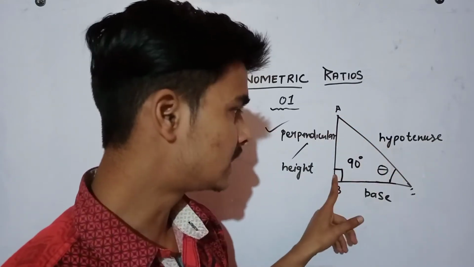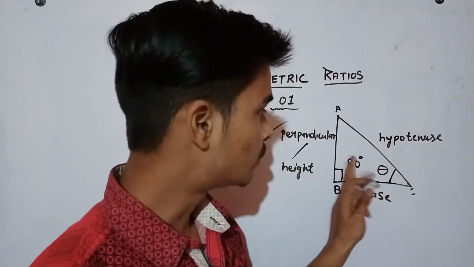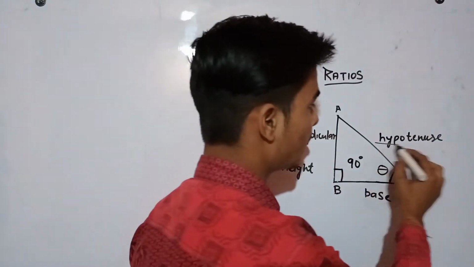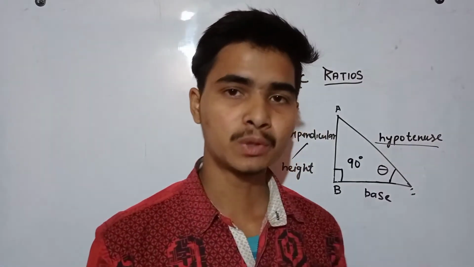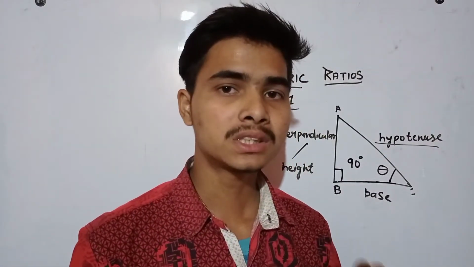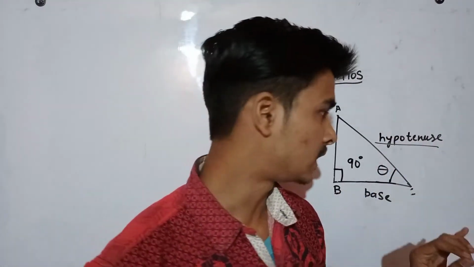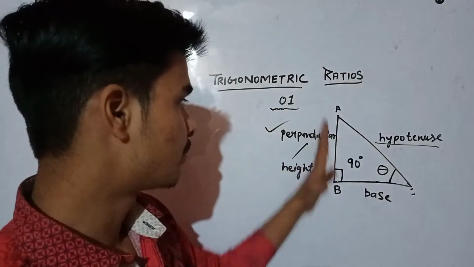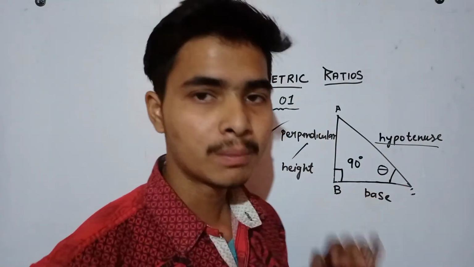Opposite to this 90 degree is a side, and the side which corresponds opposite to this 90 degree is called the hypotenuse. One special feature of the hypotenuse is that it is the longest side of this triangle. Okay, it is the longest side of this triangle.